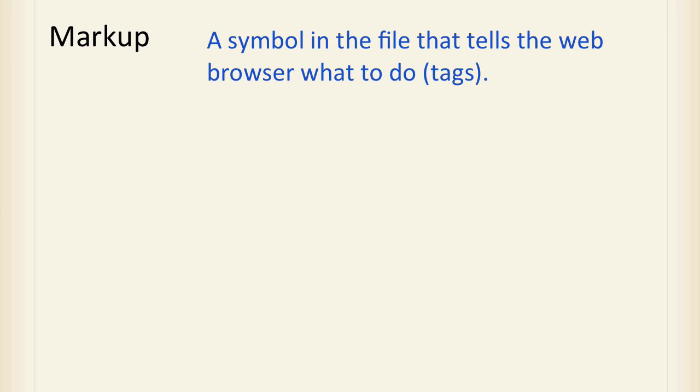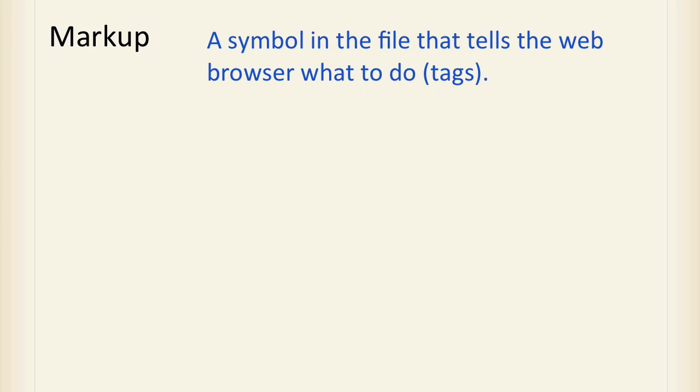Right now, let's go ahead and focus on what is markup. Again, those are different symbols that tell the web browser what to do. The web browser being Internet Explorer or Chrome or Firefox, Safari. There's other ones out there. Those are the most popular. All those symbols are directions that are followed by a web browser.